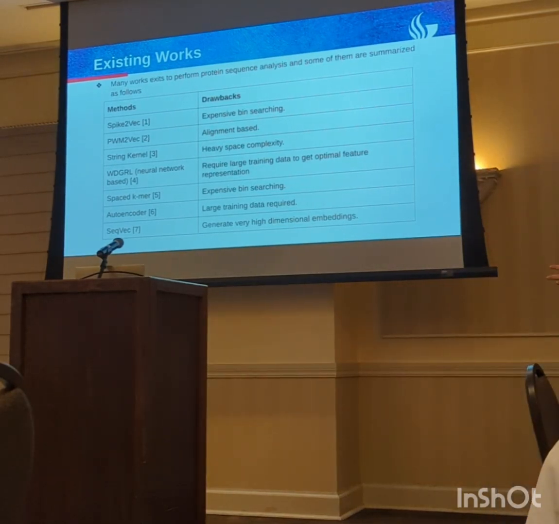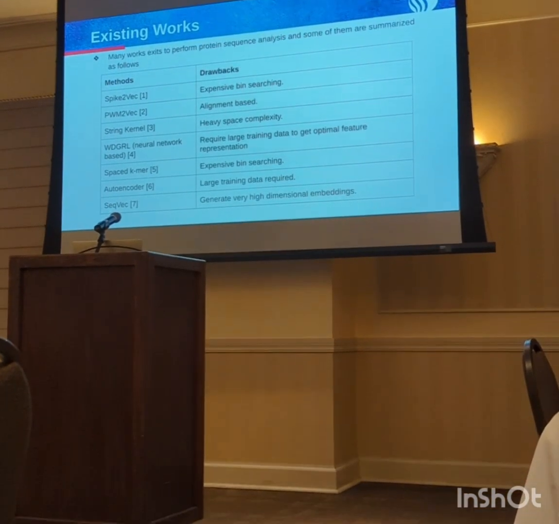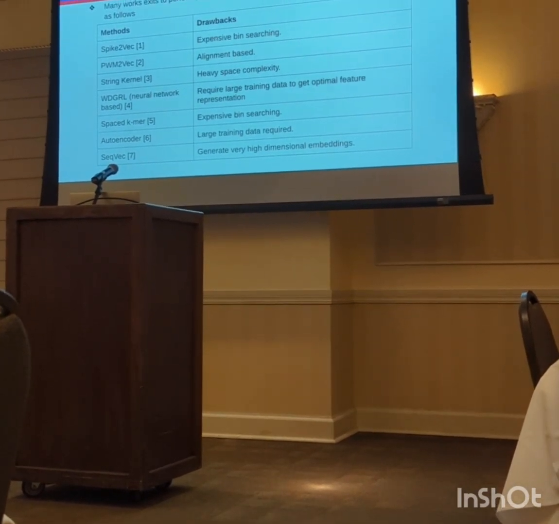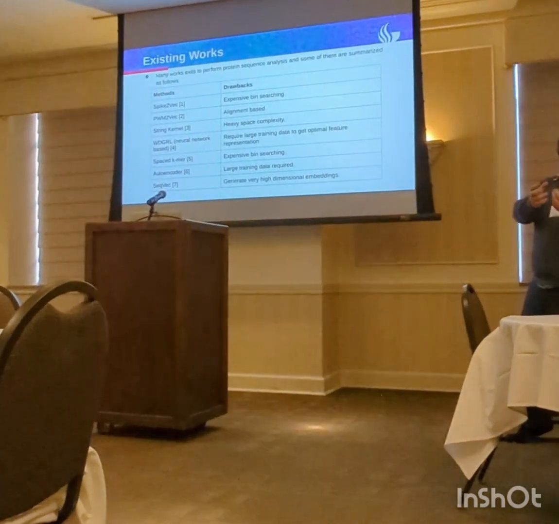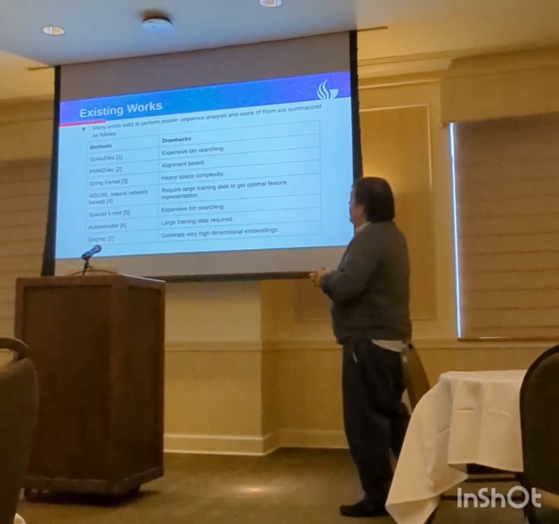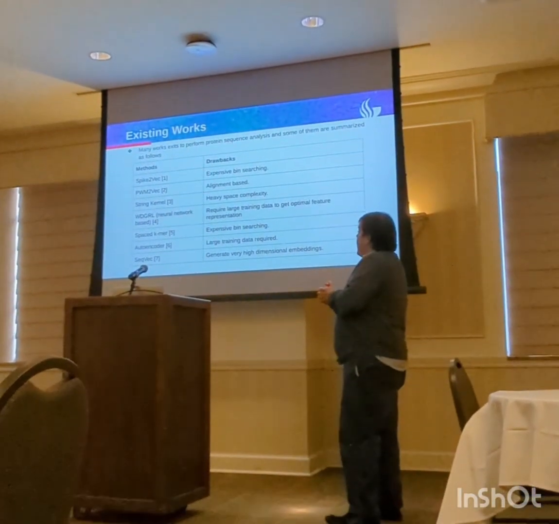So Spike2Vec is kind of a more basic one that's based on k-mers. PWM is also based on k-mers, but we use a position weight matrix to assign weights. With the k-mers, you're just really looking at the amino acids as an alphabet. The PWM is a position weight matrix that assigns different weights to different amino acids. So it gives you a more nuanced sort of embedding.